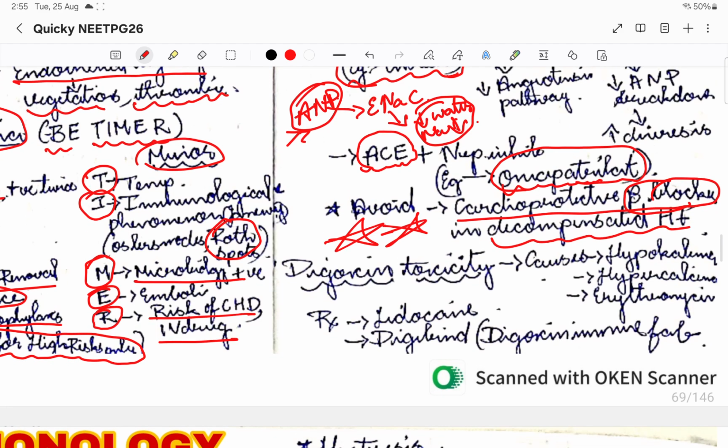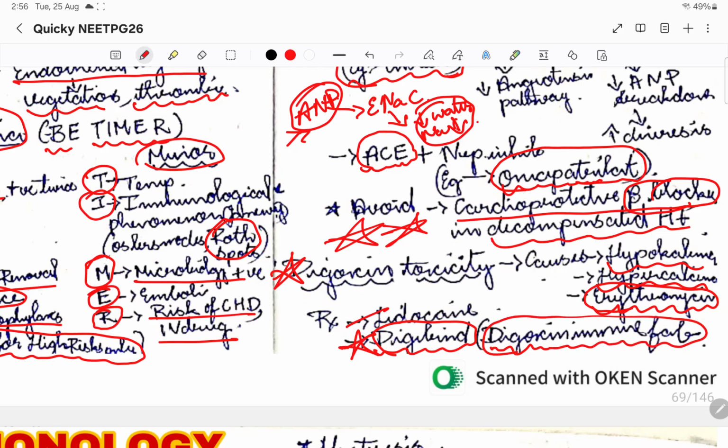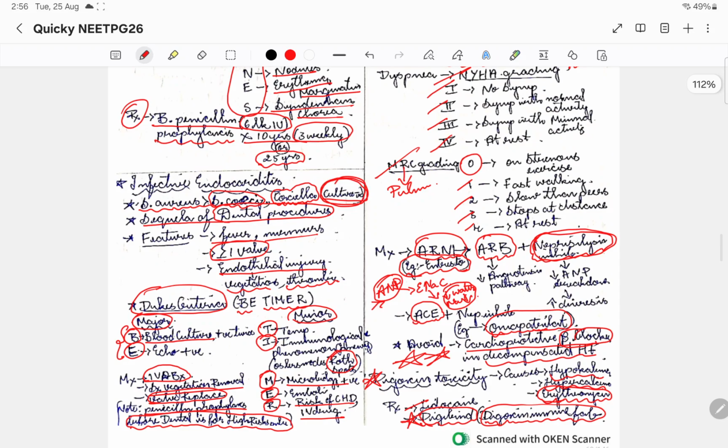Then coming to digoxin toxicity, I told you, right? Digoxin is one of the anti-arrhythmic drugs, and the major triggers of digoxin toxicity are hypokalemia, hypercalcemia, and erythromycin. Erythromycin is one of the drugs which should be avoided with digoxin. So remember this. If digoxin toxicity is there, we are going to use lidocaine, and there is something known as digibind, which is the drug of choice, also called digoxin immune Fab. This is the drug that we are going to give in digoxin toxicity.